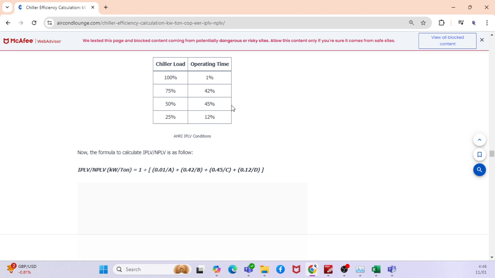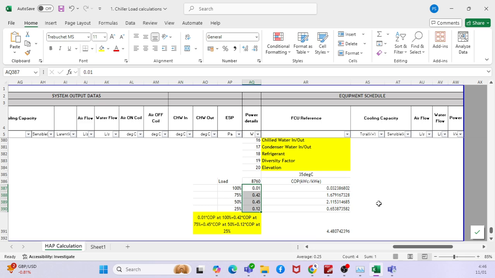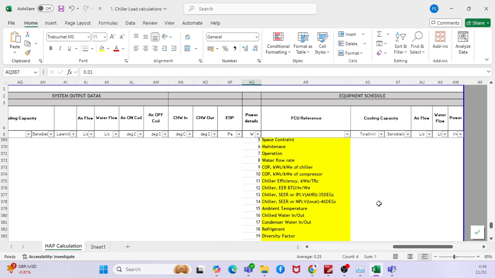But when you go for mission critical, there is zero diversity. You cannot take 100% diversity. When you go for a hospital or server rooms or any other mission critical facility, you cannot apply a diversity factor.